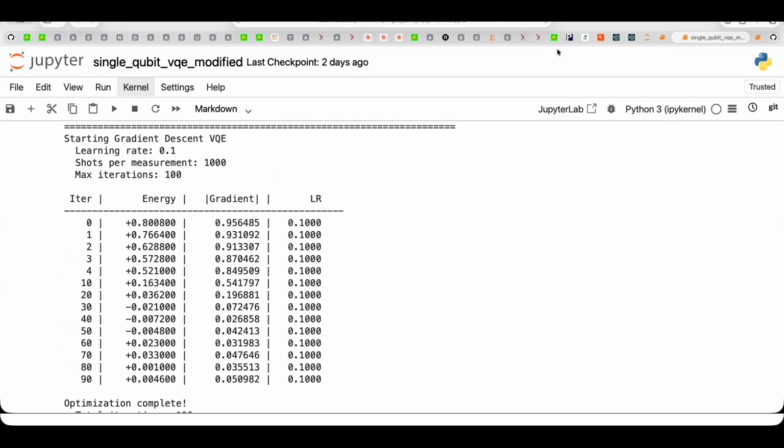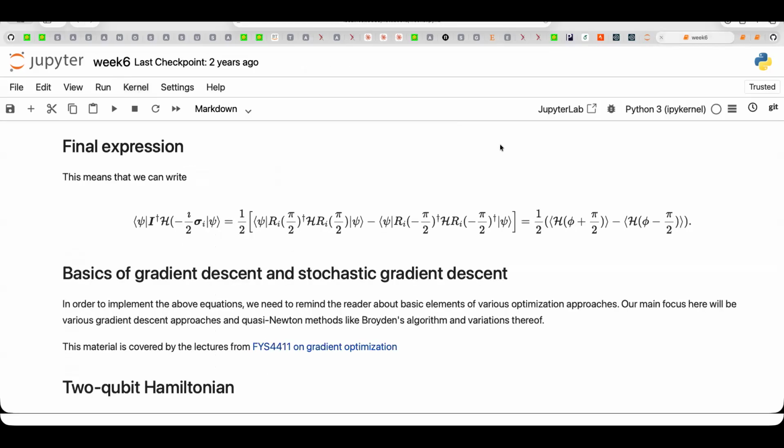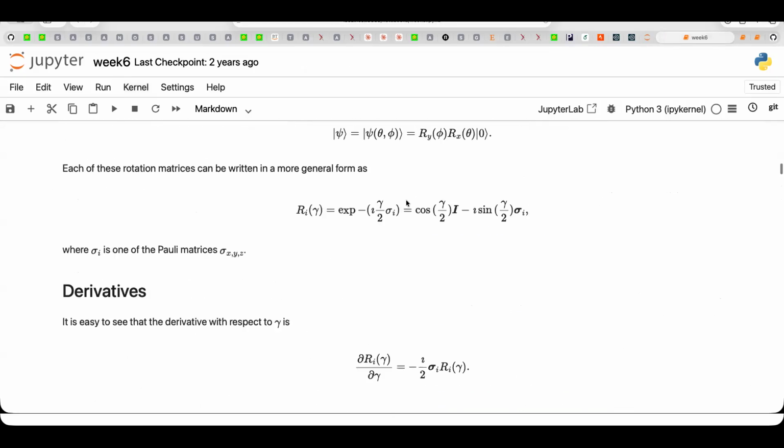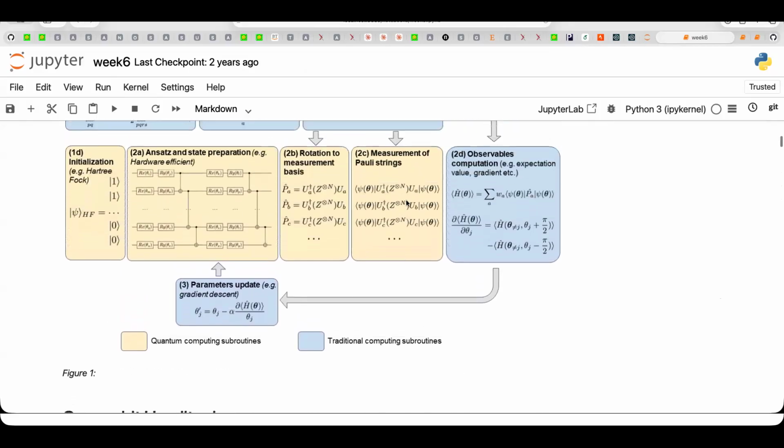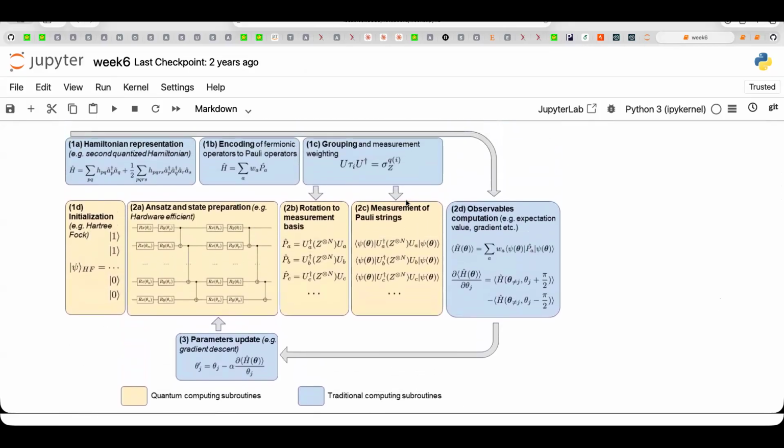So just to remind you a little bit of that figure which we discussed before the break. The gradient descent part is actually this one, together with the parameter update. And that feeds back to the ansatz which we have. We find new angles, and then we would update the ansatz. And then we perform a rotation to the measurement basis, and then we do a measurement of the Pauli strings.